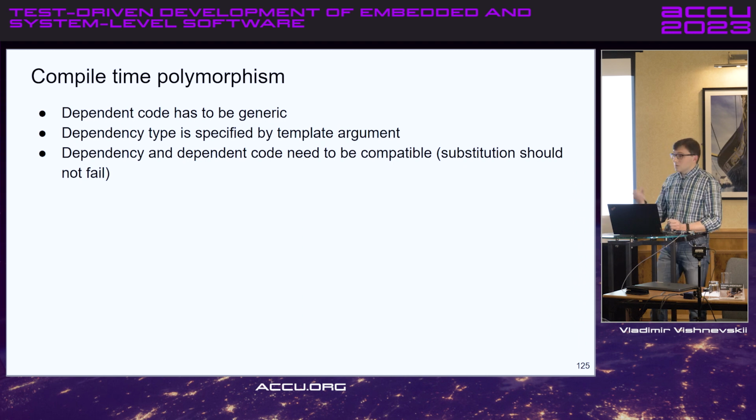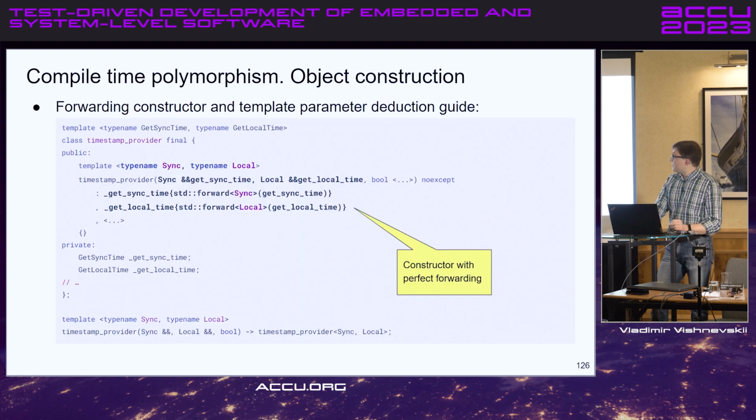And here it's quite simple. We have dependent code that has to be generic. The dependency's type is specified as a template argument. And what is needed is that the dependency and dependent code are supposed to be compatible, so that the template substitution is supposed to be successful, or should not fail. In our case, we can invent something like this.